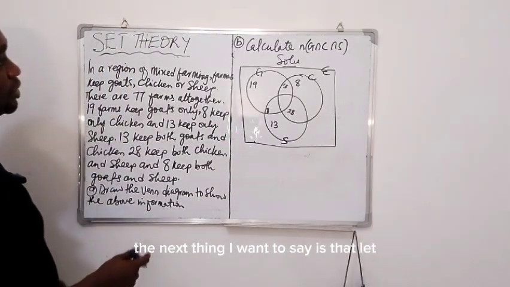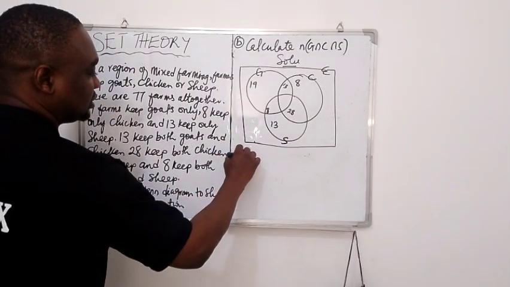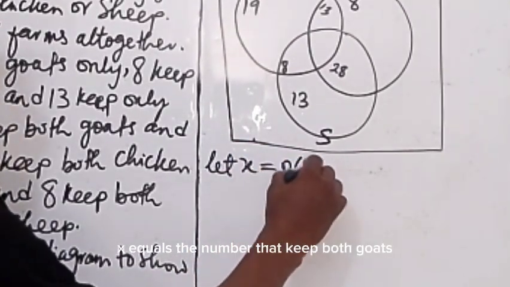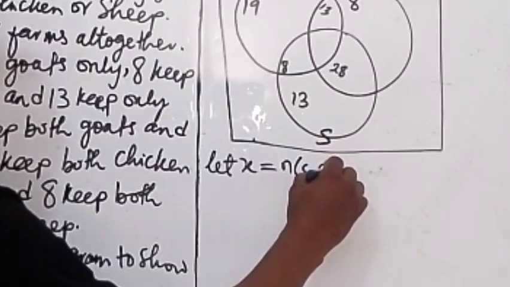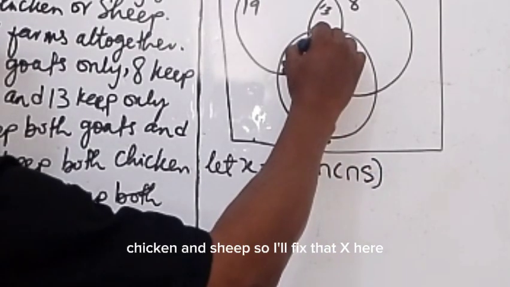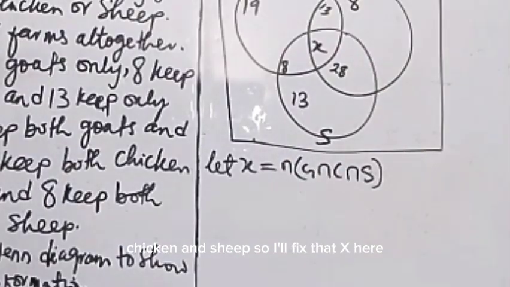The next thing I want to say is that let x equal the number that keep goats, chicken, and sheep all together. So I'll fix that x here.